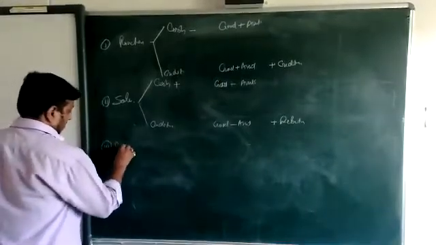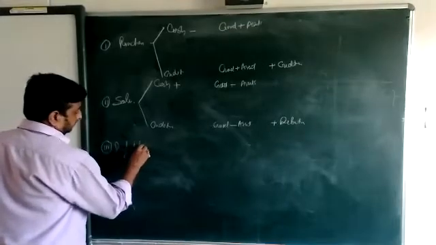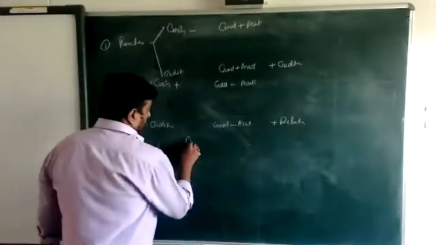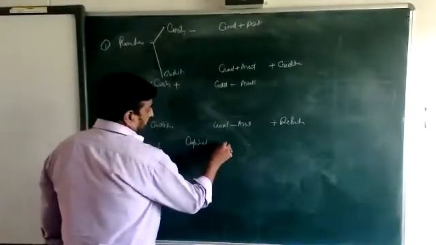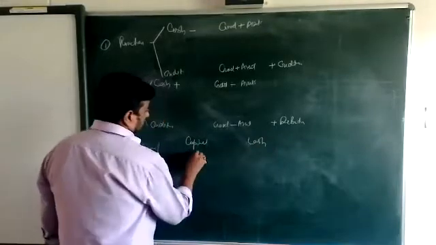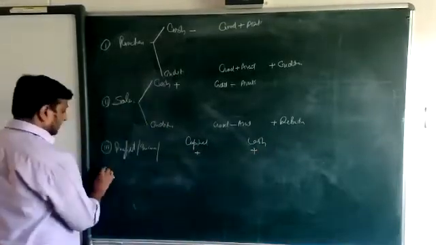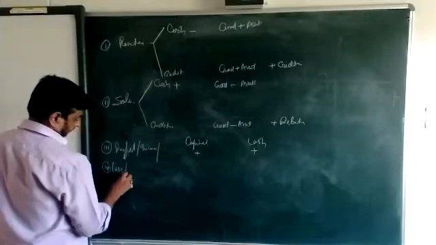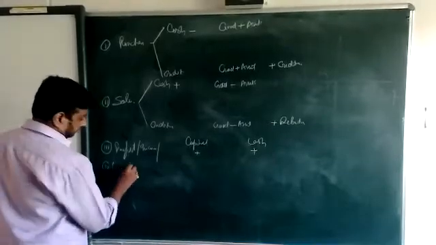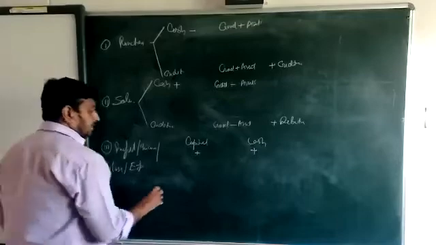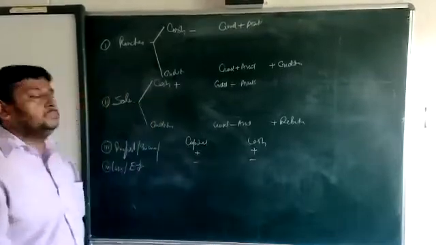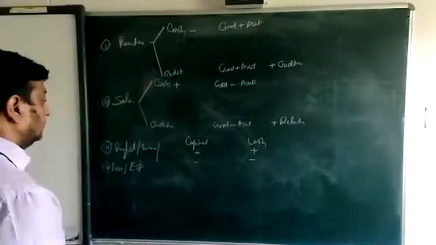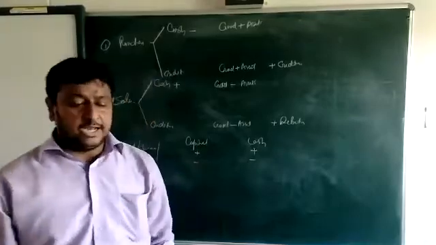Third, profit, income: both are added in capital and cash. Loss, expense: both are less from capital and cash. Okay, beta, it's like a rule.